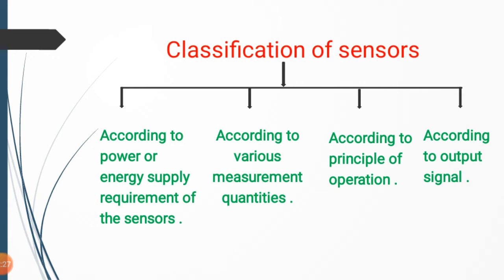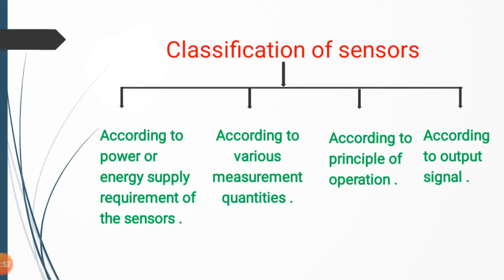Now the second criterion is according to the various measurement quantities. We know that sensors are used to measure different physical quantities. Suppose we consider the physical quantity temperature, and the sensor used to measure the temperature is known as the temperature sensor. According to that, like the others, there are different types of sensors.